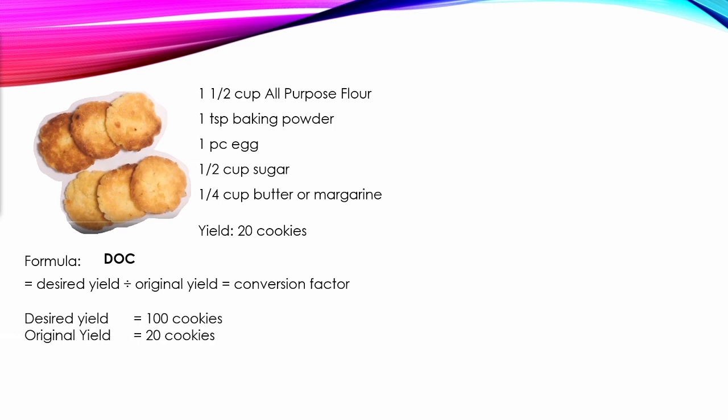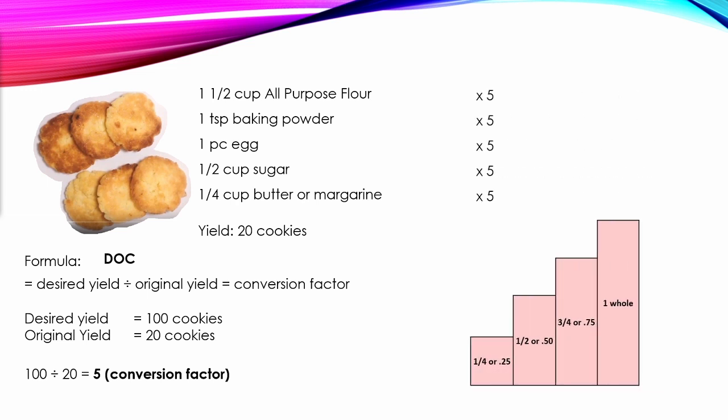Okay, so the desired yield is 100 cookies. You wanted to increase this recipe to 100, which originally gives you 20 cookies. So we will use the following equation. 100 divided by 20 is equivalent to 5, which is now our conversion factor. We will still again use this table to represent our fractions. 1/2 is equivalent to 0.5, multiplied by 5 equals 7.5.